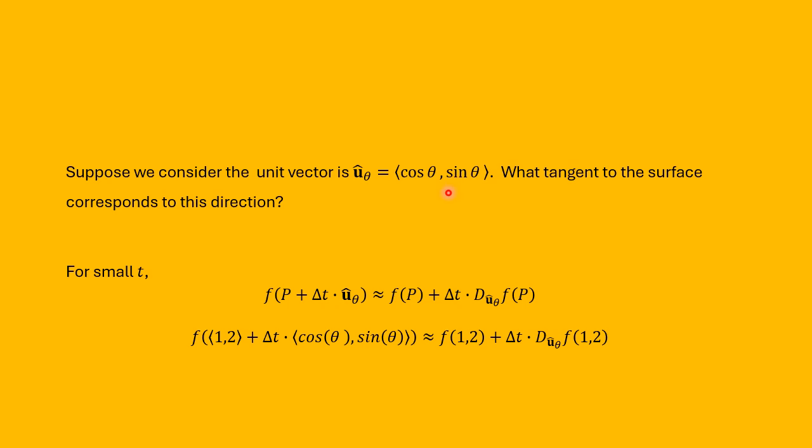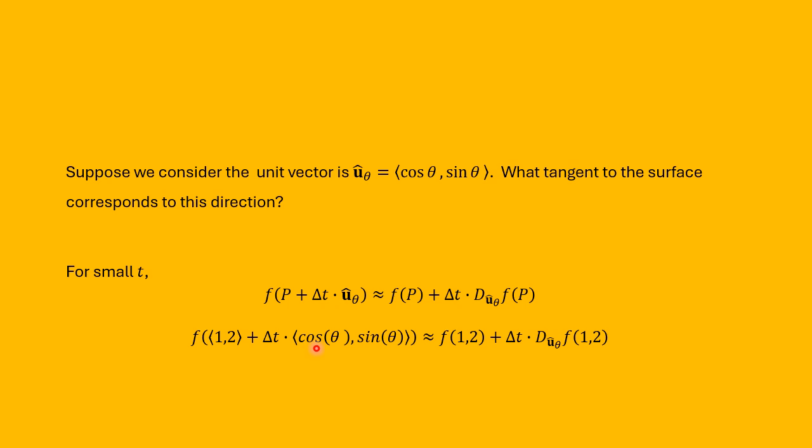So we could ask then, given other values for theta, what tangent to the surface corresponds to that direction specified by this vector, or you can say specified by a direction in polar coordinates. Well, for small t, we saw this formula before. f of a point plus delta t times a unit vector, in this case u hat sub theta, is going to be approximately f of p plus delta t times this directional derivative. And so what we can do is plug in the things that we know. The point P is 1, 2.